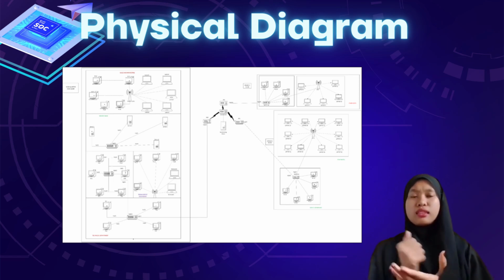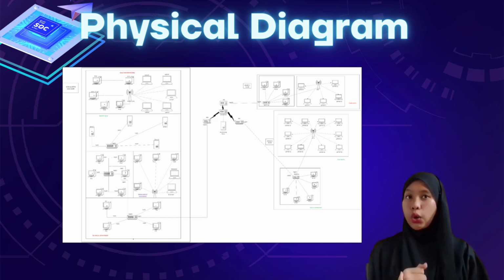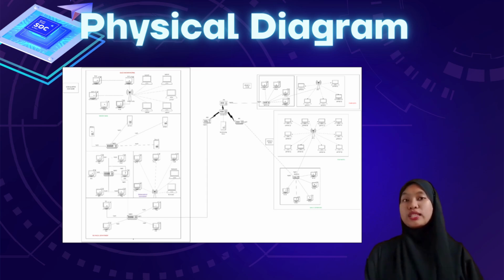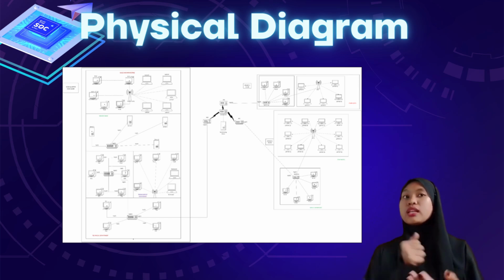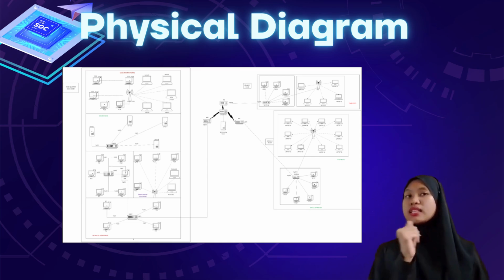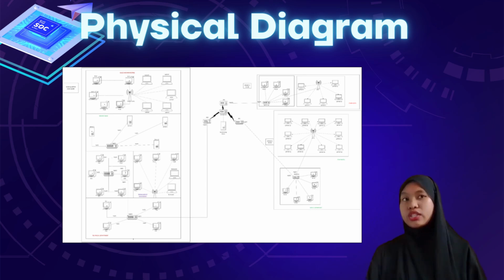Okay, now let's look at the logistic details through our physical diagram. We have segmented the infrastructure according to the building structures. First, the HQ cross-section in Shah Alam. This serves as the network hub where the server room is located, housing the web and DNS server. We have partitioned the office by department, technical, management, and sales, using wired connections to ensure high stability.